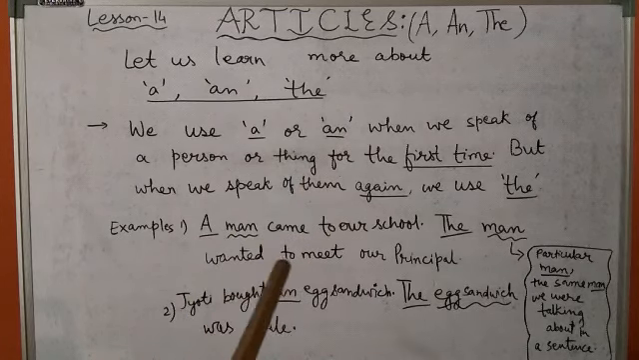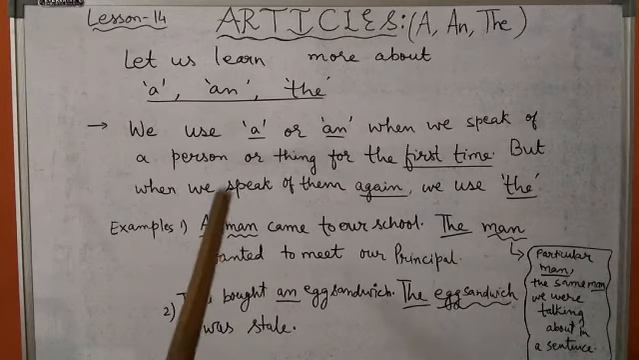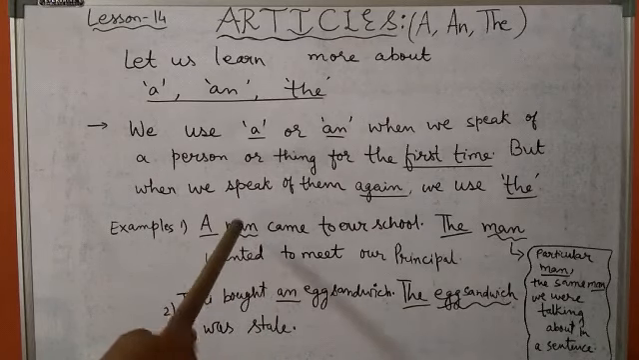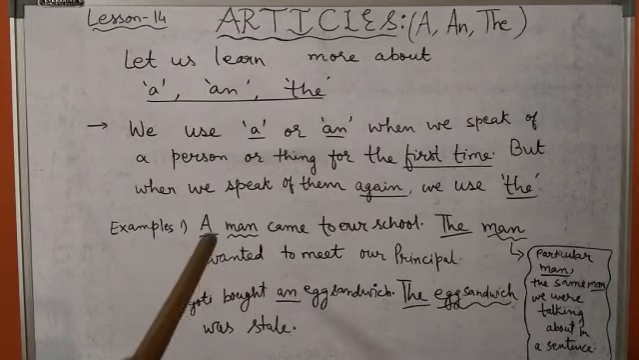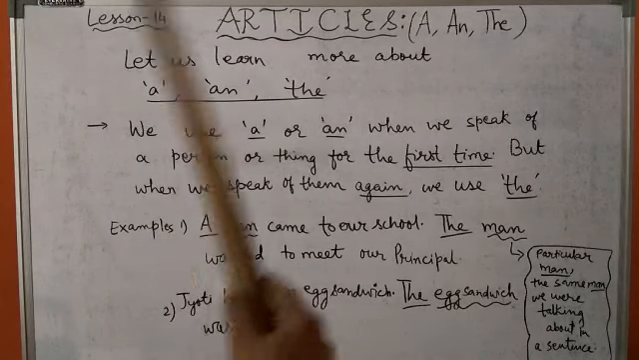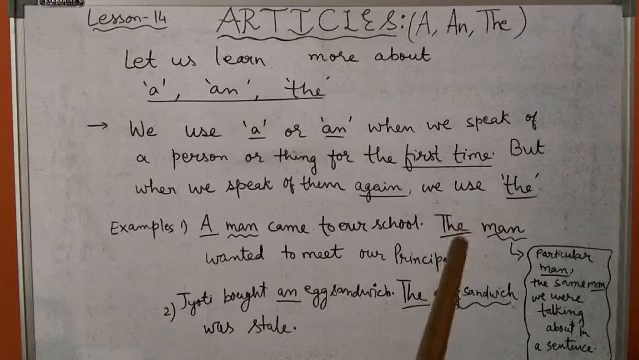speak about a person or a thing for the first time, we use a or an. According to M, it's a consonant sound, so we have put a. But the man is repeated again, so we have to use the.